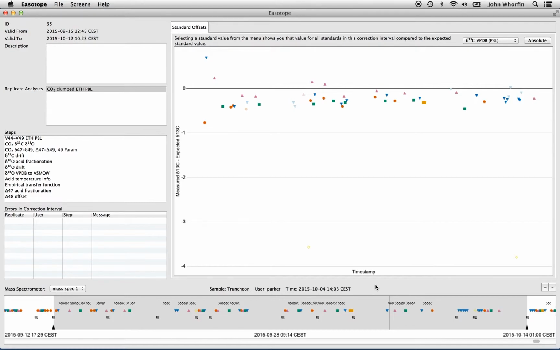Okay, since we've selected a correction interval, the correction interval is shown up here, and this is the start of the interval and the end of the interval, and you can see if I hover over this, the date is the same.